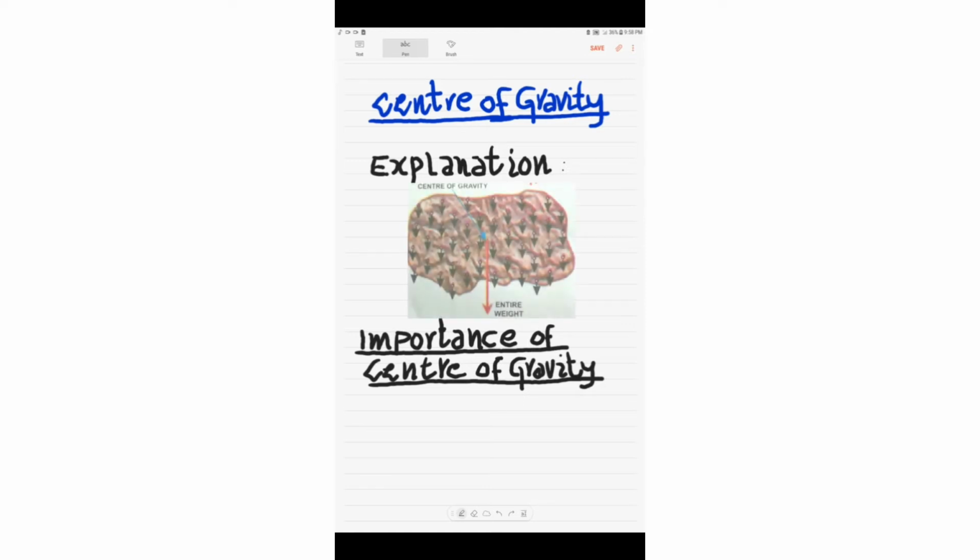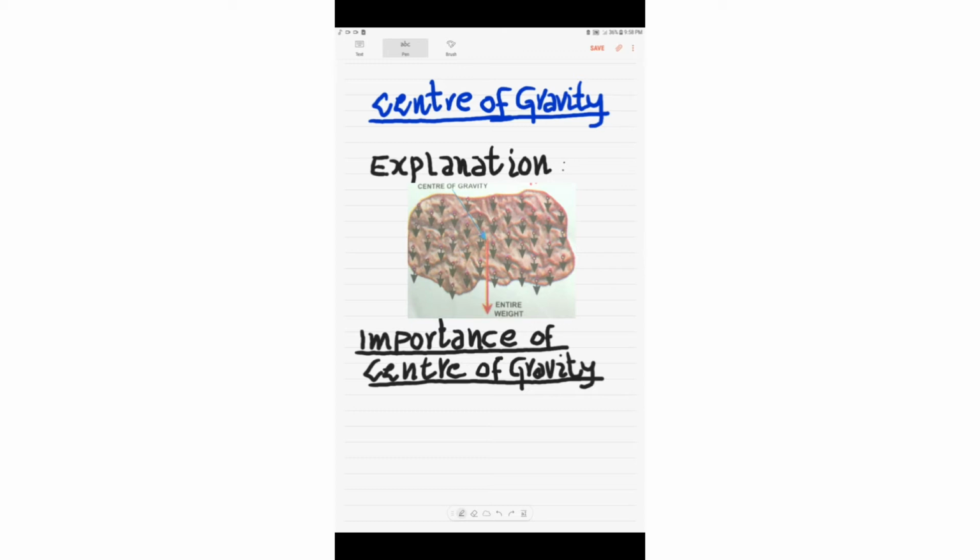A body is made up of a large number of particles as shown in the figure. The Earth attracts each of these particles vertically downward towards its center. This force of the Earth acting on a particle is equal to its weight. These forces acting on all the particles of the body are almost parallel, as shown in the above figure.